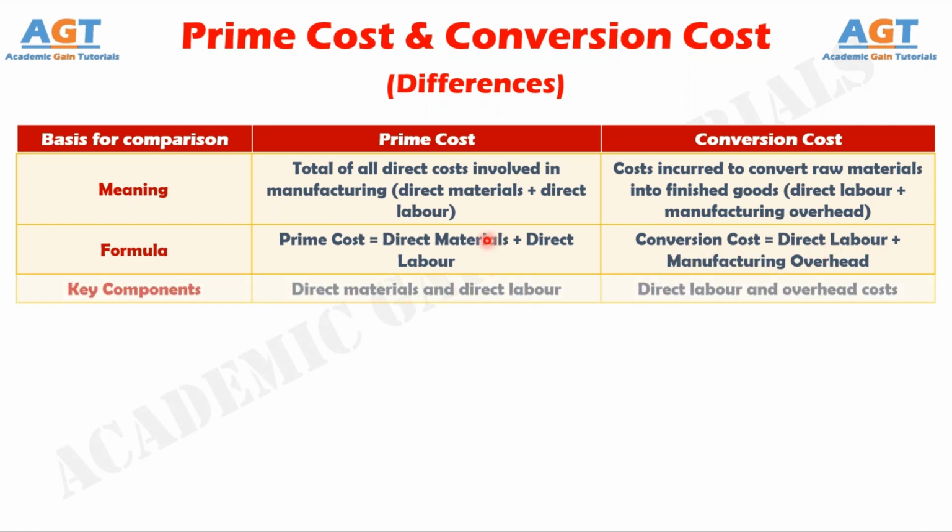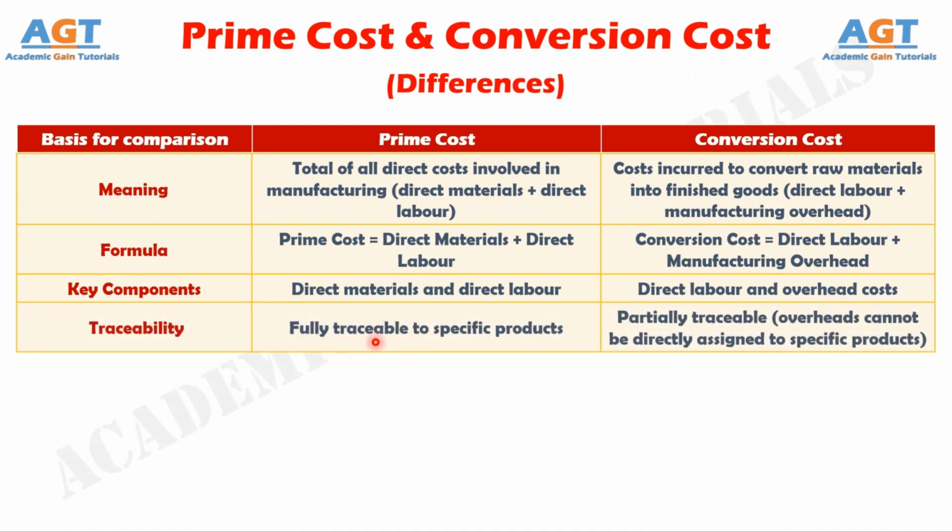Number 3. Prime cost consists of direct materials and direct labor. On the other hand, conversion cost includes direct labor and indirect overheads like electricity and rent. Number 4. Prime costs are fully traceable to each unit produced, whereas conversion costs include indirect components that are not fully traceable to individual units.